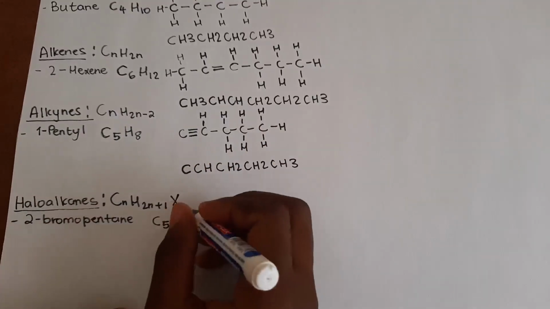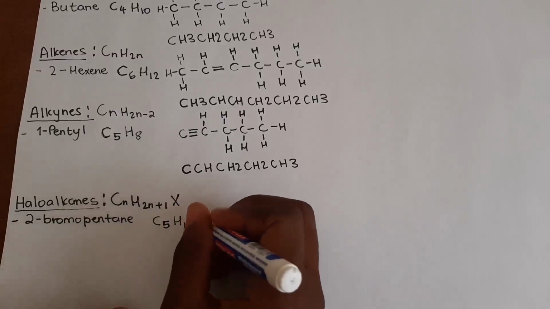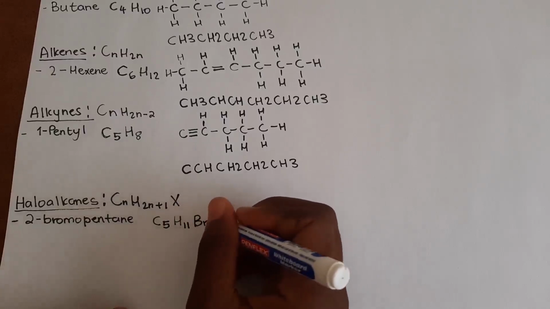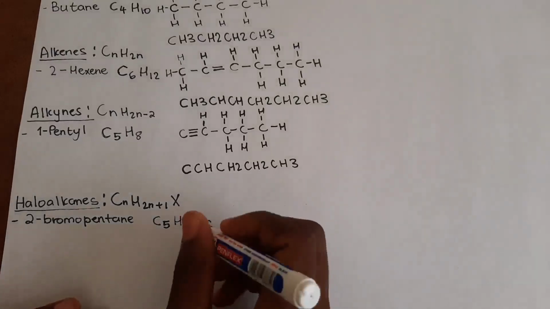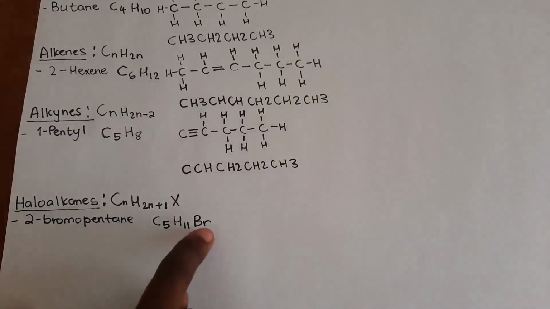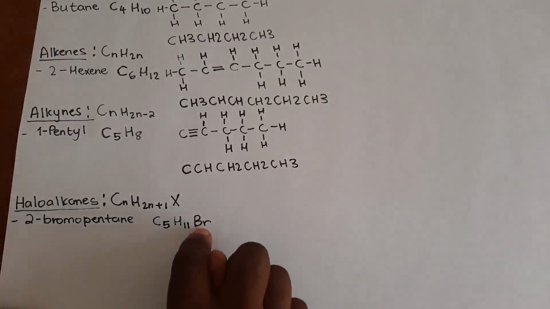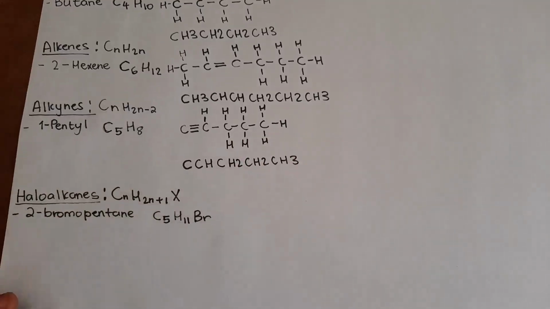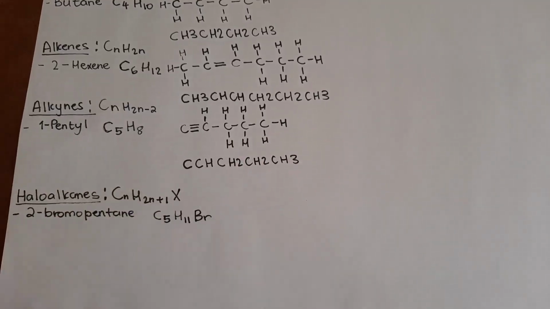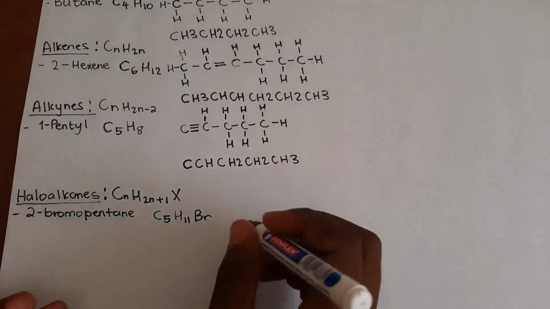Br. So this is our molecular formula for 2-bromopentane. Let's draw the structural formula. Mind you, that 2 stands for the position of the Br, meaning that it's on the second C atom, counting from either left or right.